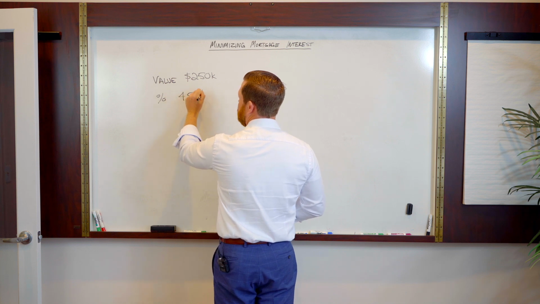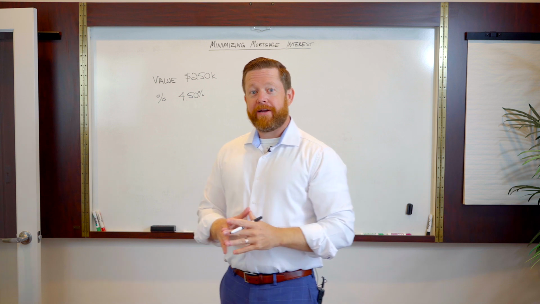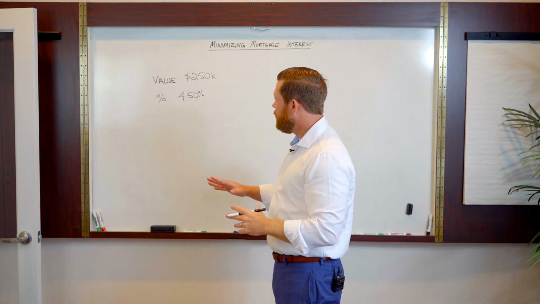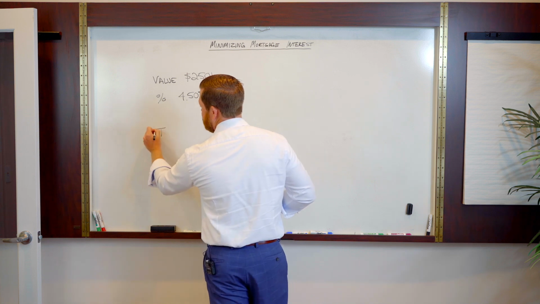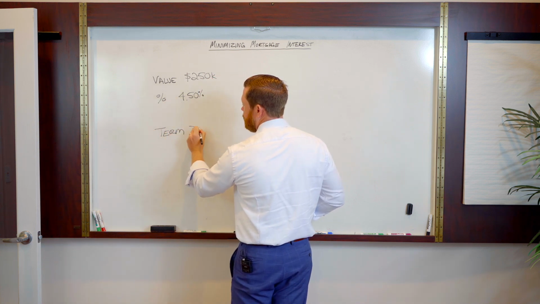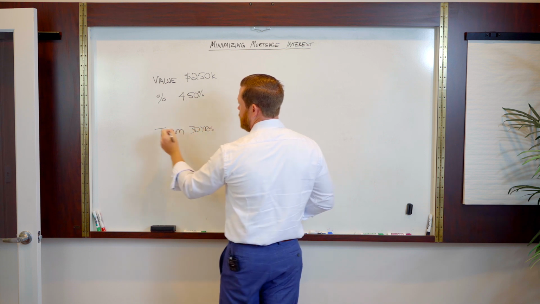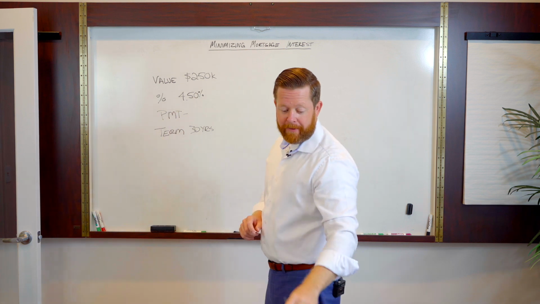So if you can't tell, what we're going to do is run a scenario through a financial calculator and figure out all these details of how it works. But just to figure out what the payment is, we need a term. Let's say that the term of this mortgage is going to be 30 years. So we'll plug into the financial calculator to find out what the payment is.